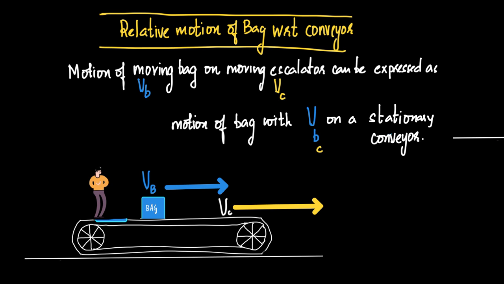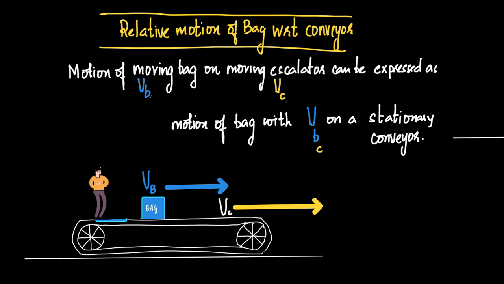Why? What I've done here is analyze the relative motion of the bag with respect to the conveyor. So, what does it mean? It means the motion of a moving bag with velocity Vb, to be more precise, with respect to ground, on a moving escalator with velocity Vc with respect to ground, and now we know that this ground is not required, right?